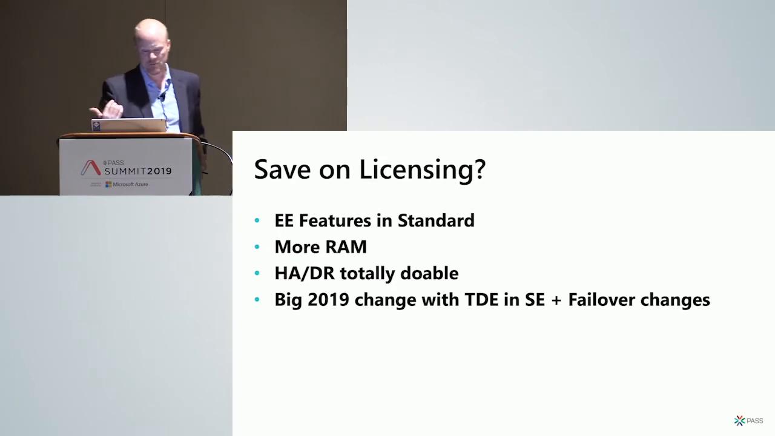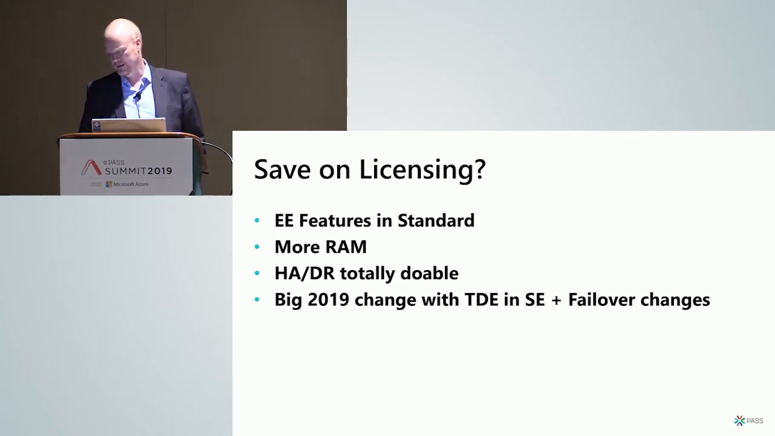So again, we talked about this a lot already, saving money on licensing. That's big. We've done that for quite a few clients. We had a customer up in the cloud on an Azure VM, and they had Enterprise Edition, and I had no clue why they had it. 32 gigs of RAM, no HA. There was just no reason for it.